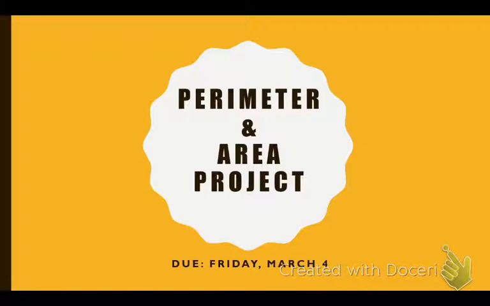Okay, so today I'm going to talk to you about a perimeter and area project that we will be working on this week in class. It is due this Friday, March the 4th, okay? Each day in class we're going to be working on it Monday through Thursday, and then it's going to be due when you come to class on Friday. It is a test grade, and it will be 10 points off per day if it is not turned in on time. All right, so let's just review some things that we know.